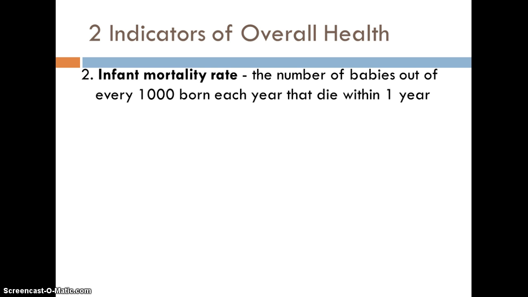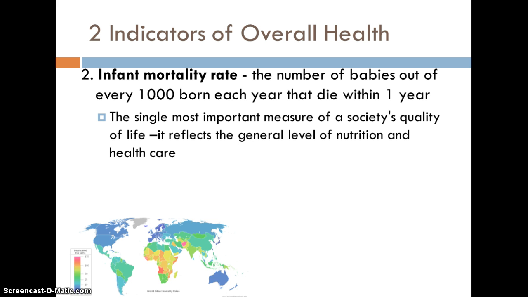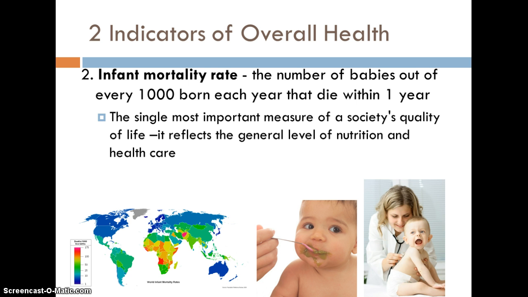The infant mortality rate, once again, is out of 1,000. It's the number of babies out of every 1,000 that die in that first year of life. This is probably the single most important measure of a society's quality of life because it indicates what type of nutrition and health care is present. If you look at the map here at the bottom with the infant mortality rates, the countries in blue and green have a much lower infant mortality rate, and those in orange and red are higher. So you can see a lot of the African countries have a high infant mortality rate, and that's probably why Angola's life expectancy is so low.